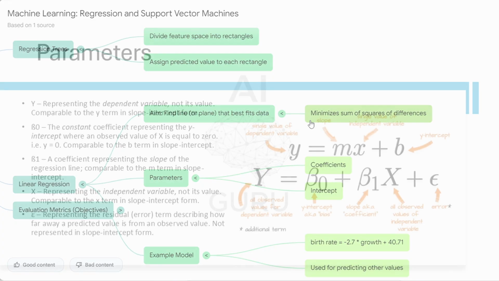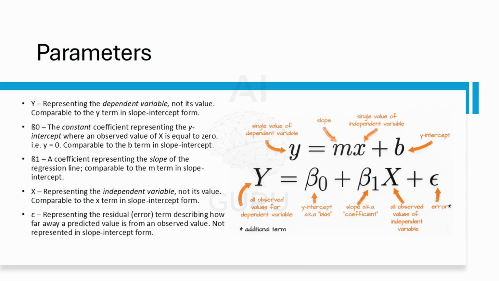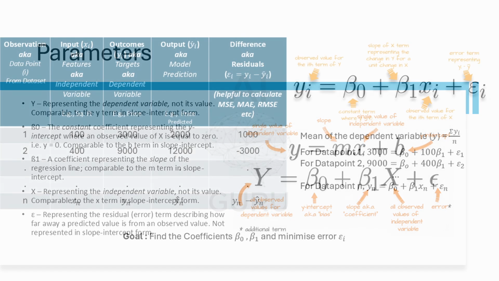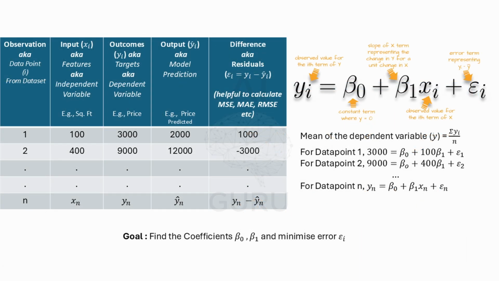So how does it mathematically find that perfect line amongst all the possibilities? It does that by calculating two key things that define the line. The coefficients, that's the slope, telling you how much the output changes for each unit change in an input feature, and the intercept, which is basically where the line crosses the vertical axis when all inputs are zero. Find those, and you've built your linear model.